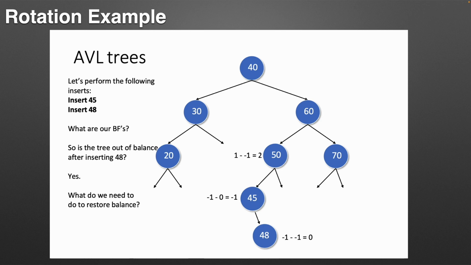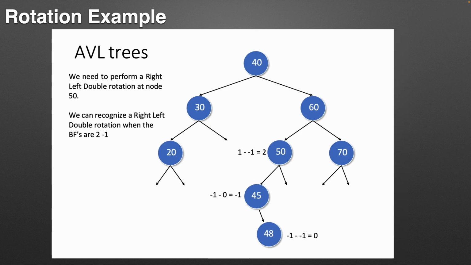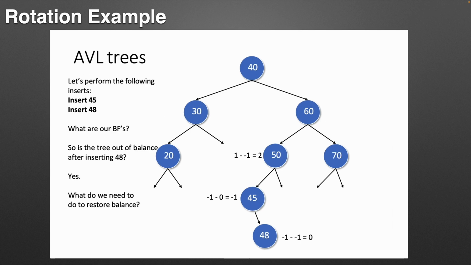So now, let's go ahead and insert 48 into this picture. And so we come down, we place 48 exactly where it needs to be placed for the binary search tree. And we start computing our balance factors up the chain. And we find that, in this case, 50 has a balance factor of 2. So that's not going to work for us. And so we need to do a rotation to restore this balance.